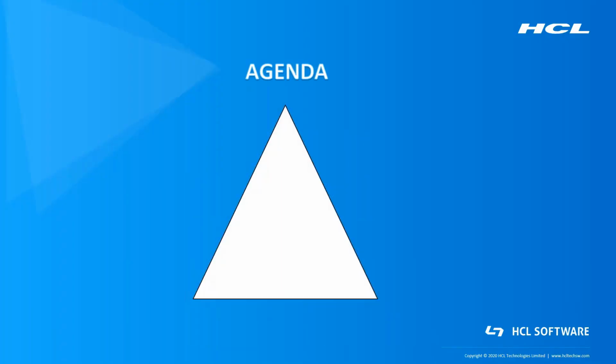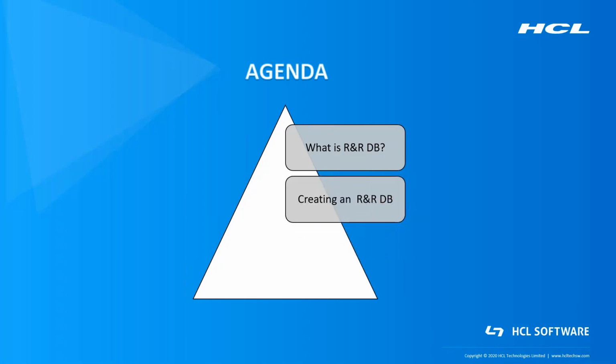Let's first check out what is exactly in store for you in this video. RNRDB here is an acronym for Resource Reservation Database. Next, we would be creating a single instance of an RNRDB. Finally, we would be setting up the access control list or the ACL of the Resource Reservation Database so that it becomes ready for booking a reservation.